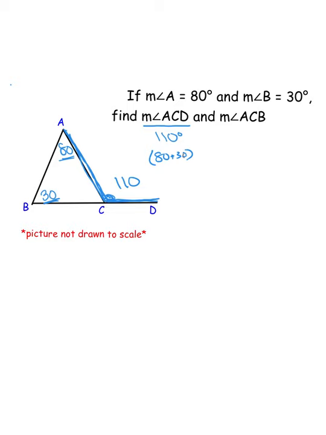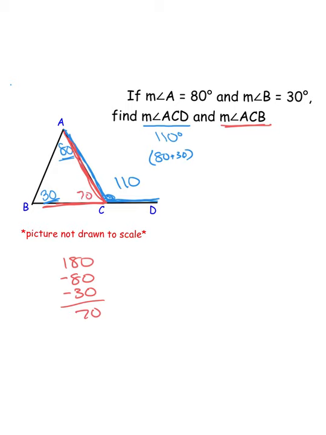It also is asking me in this question to find the measure of ACB. So if I trace from A to C to B, this interior angle, I have one of two choices. I know there's 180 degrees in a triangle. If I subtract 80 and I subtract 30, I get 70.